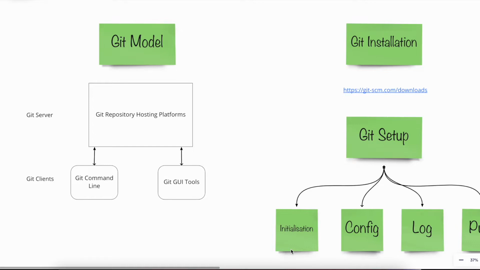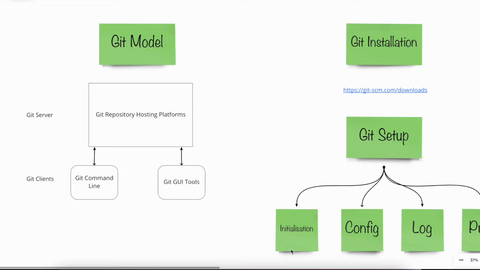So first of all, we should know what the Git model actually is. There are two components. One is the Git server, another is Git clients. The server is hosted on some remote repositories. It may be some cloud providers where they have hosted. It may be any places, right? So we are not concerned here about Git hosting platforms. What we are concerned about here is the second component, which is called Git clients.